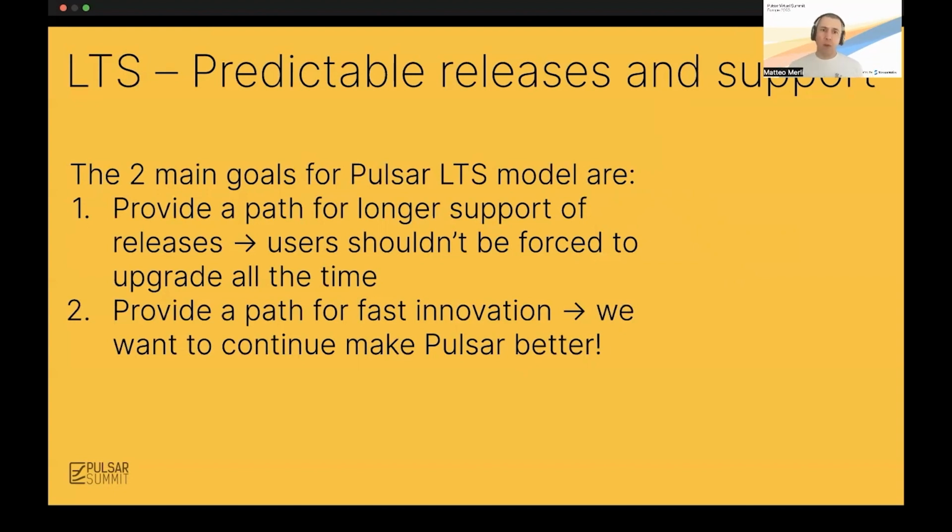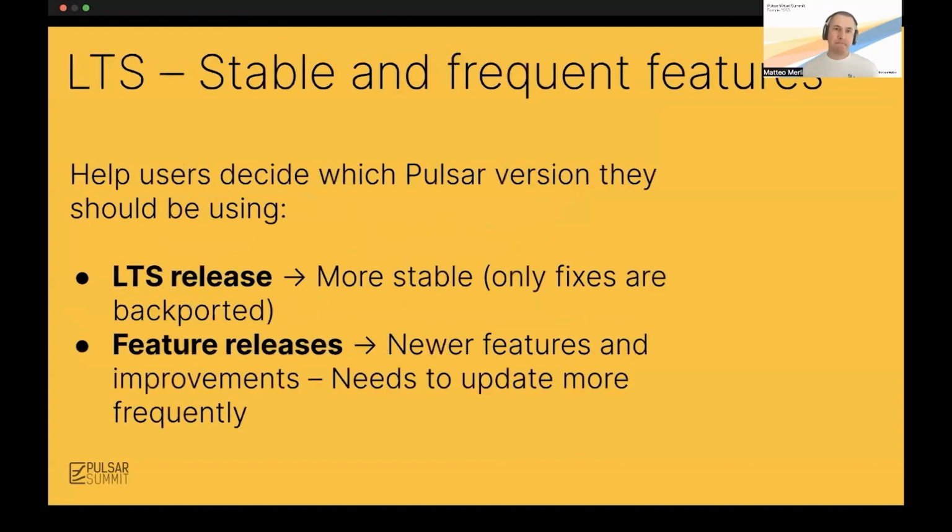So we want to give a path for a longer support time for releases. At the same time, we want to still have a path for fast innovation, right? We want to keep making a lot of releases every quarter with a lot of features, and move fast and do that in a safe manner. The model we've been adopting, and again, it is nothing new, is similar to what other big projects in the open source communities have been adopting. It is these LTS and feature releases.